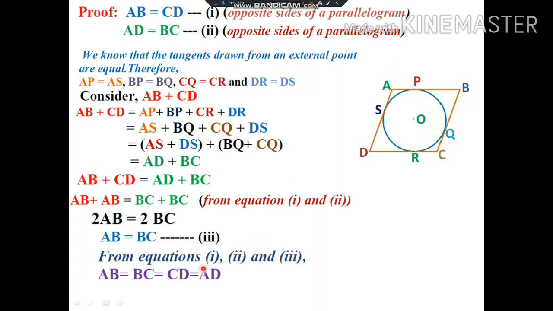So from equations 1, 2 and 3: equation 1 AB is equal to CD, equation 2 AD is equal to BC, and equation 3 AB is equal to BC. Using these three equations, we can say AB is equal to BC is equal to CD is equal to AD. That means all the sides of this parallelogram are equal. Therefore, ABCD is a rhombus. Dear children, we considered this as a parallelogram, and now we have proved it as a rhombus.